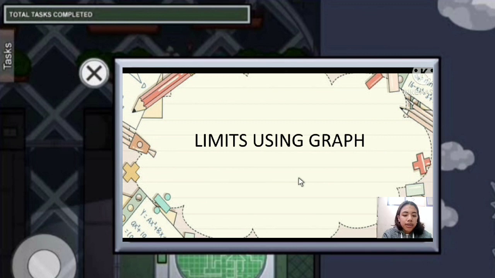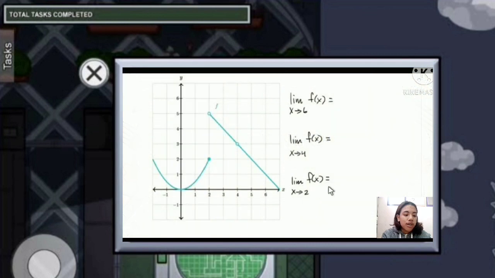Our next is limits using graph. So we need to know the answers for our three functions in the slide. Let's start with the limit of f of x as x approaches 6. We will approach 6 from both sides. As we approach 6 from the left side, we see that our y is getting closer to 1. Our right side is also approaching 1, so our answer is 1.